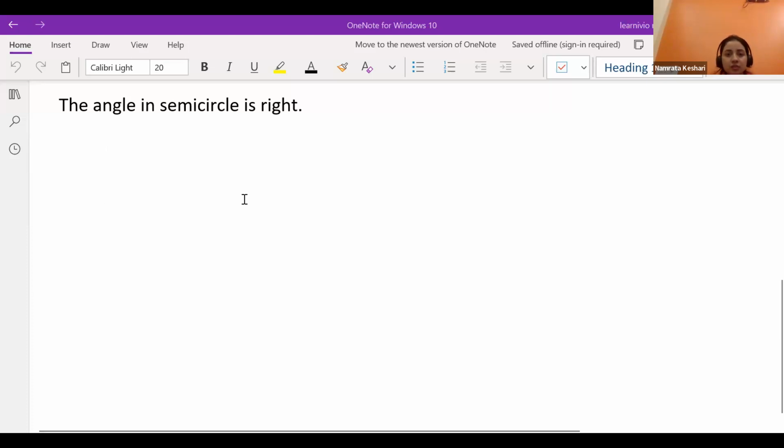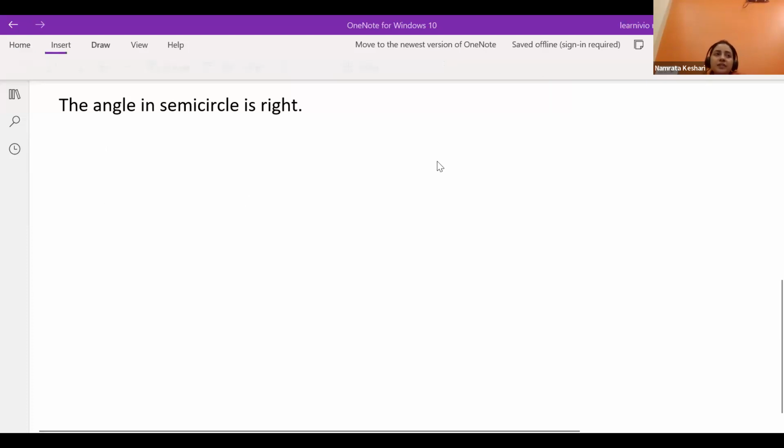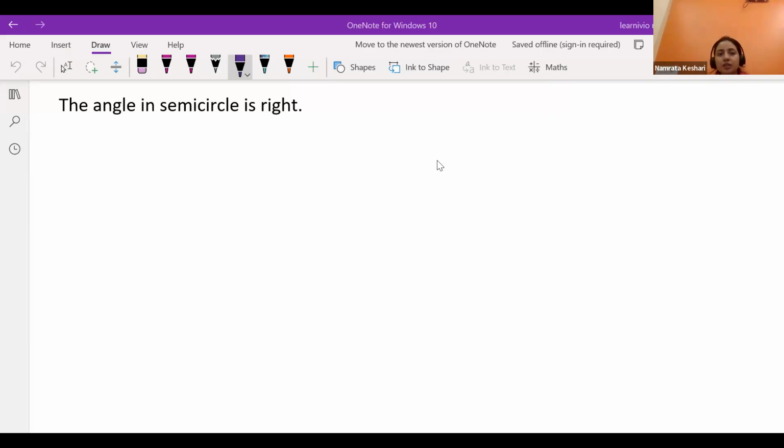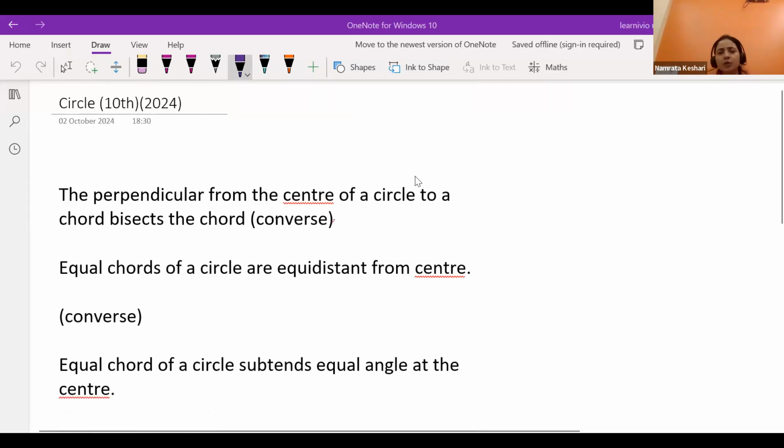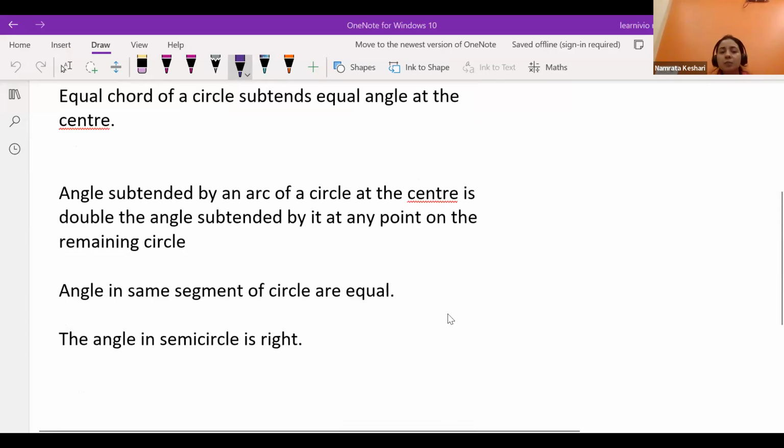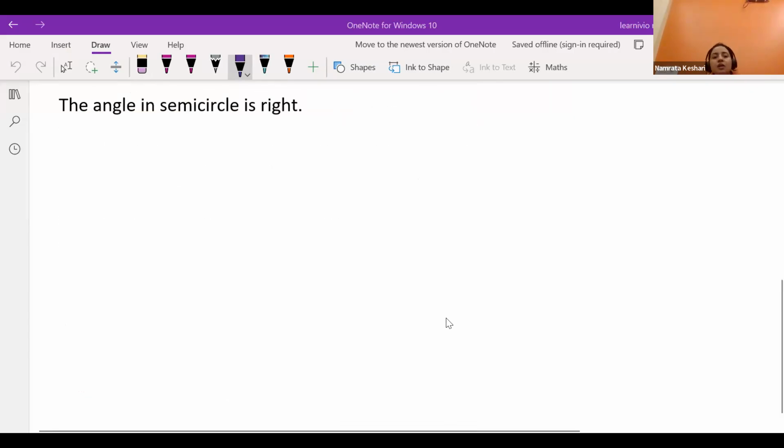Four are there. No worries, let's start. So basically, this chapter, circle, you have learned in the previous class also. These are the few theorems which you have learned in the previous class. We will be discussing it, just going through it, but not now. There are few terminologies from circle which you know already.